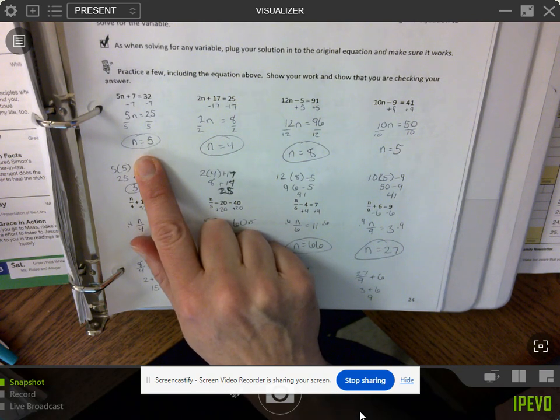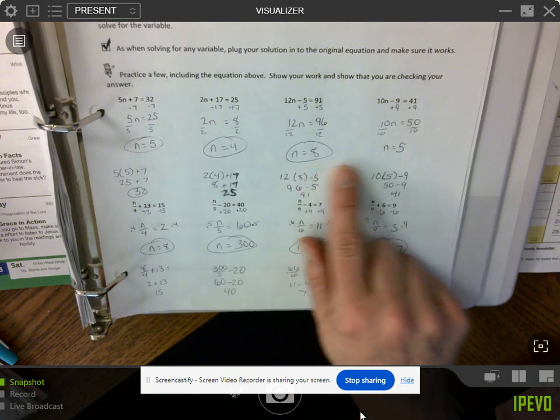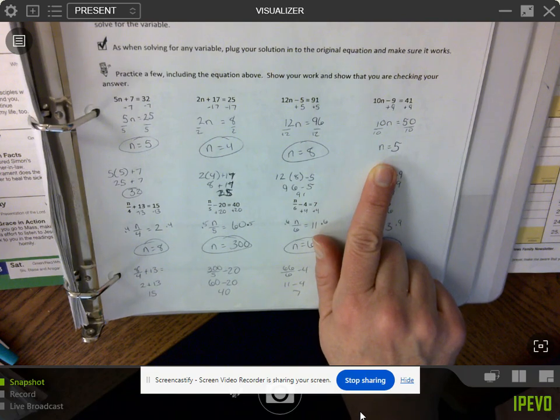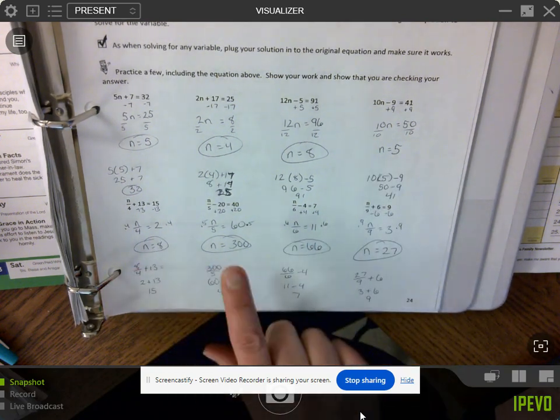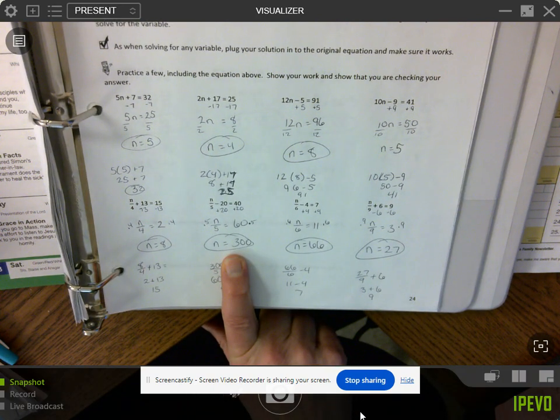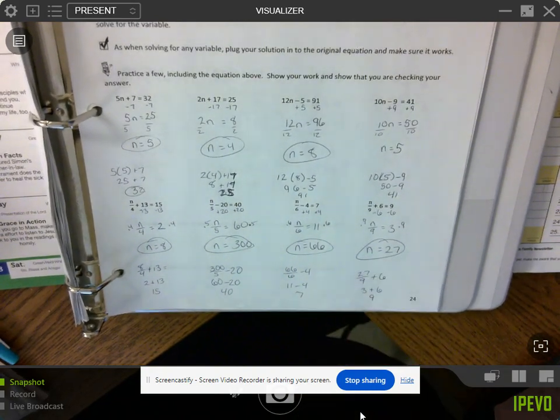So we have n equals 5, n equals 4, n equals 8, n equals 5. Any questions on how I got those? All right, next row, I have n equals 8, n equals 300, n equals 66, n equals 27.